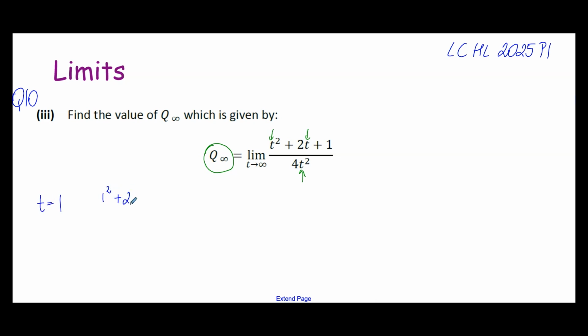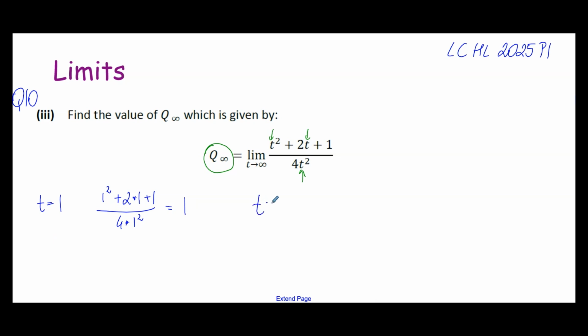So if I replace t with 1 and I put that in my calculator and press equal, what do I get? I get 1,000. Sorry, not 1,000, my bad. We actually get 1. I'm saying, okay, maybe it's going towards 1.